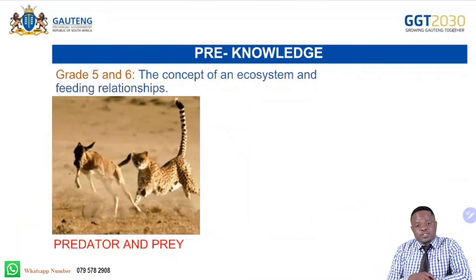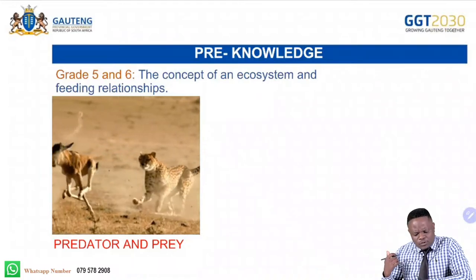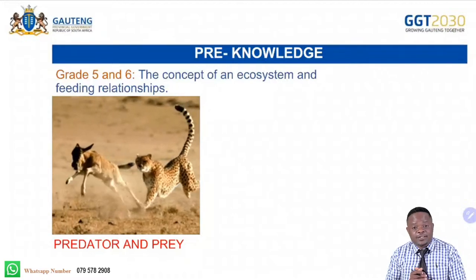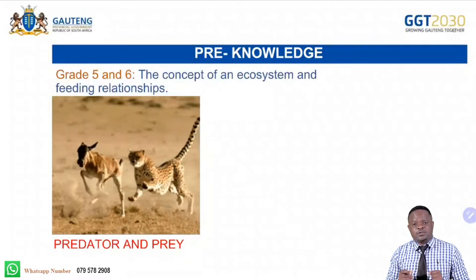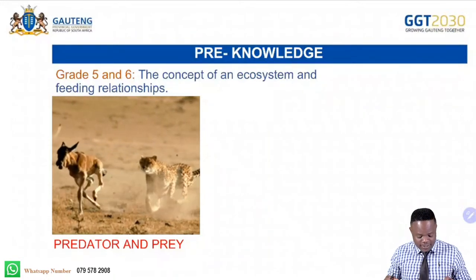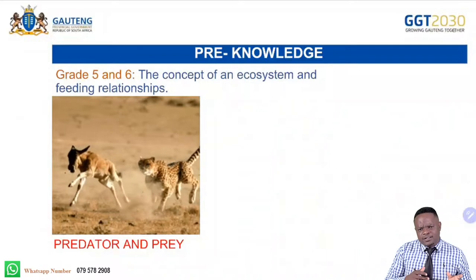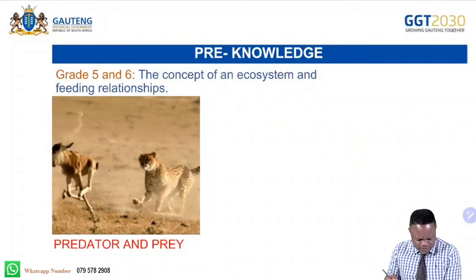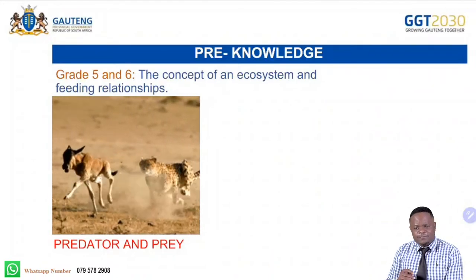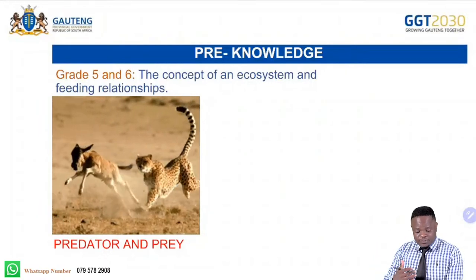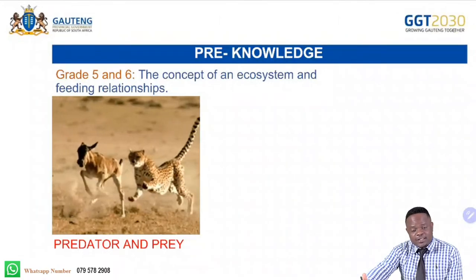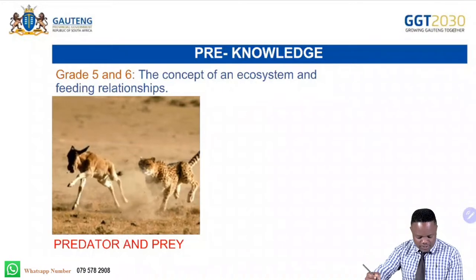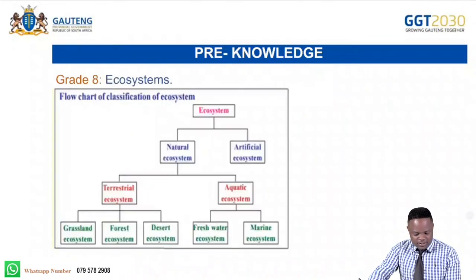So coming into this lesson, I need you to remember all your previous sections that you covered on the concept of your ecosystem and the feeding relationships, especially when you're talking of terms such as a predator and a prey. Remember, the predator is the one that does the hunting. You can see there, it is running for its life. Because of the relationship that occurs there between your predator and your prey, there will be what we call our energy flow. So we'll talk about that energy flow in our lesson today.